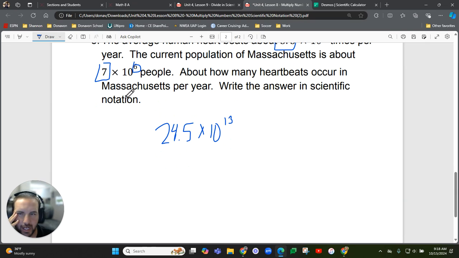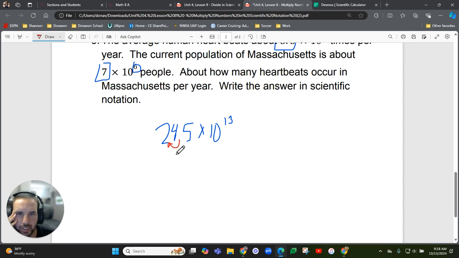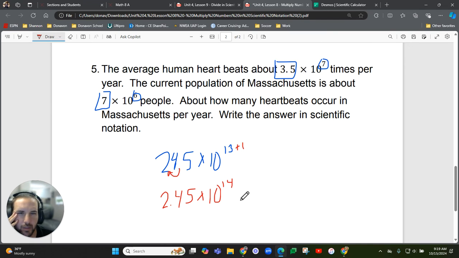However, that number is not in scientific notation, so I'm going to change my color here. And the reason is because this number has to be between 1 and 10. So in order to make that happen, I'm going to move the decimal place over 1. I'm taking away a power of 10 here, so I add a power of 10 here. So 2.45 times 10 to the 14th. And that is heartbeats per year.